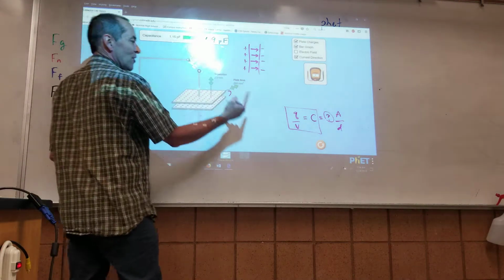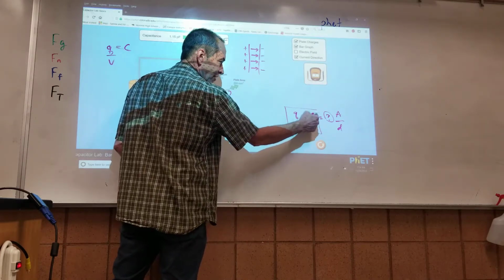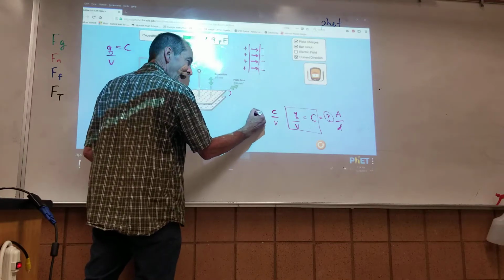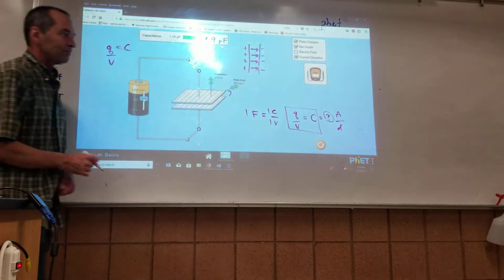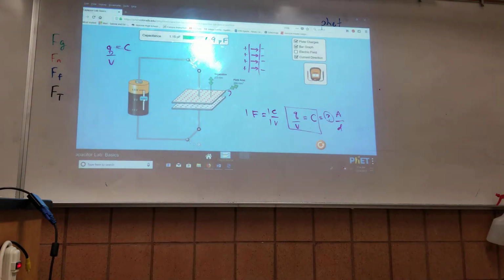Now we can talk about the units of capacitance. It's coulombs on the top and volts on the bottom, and we call that the farad. 1 farad equals 1 coulomb divided by 1 volt. It's an enormous unit. You will probably never in your life see a 1 farad capacitor.